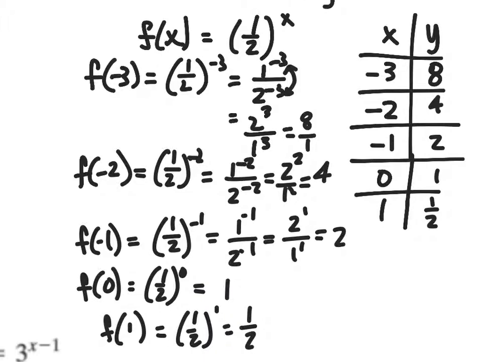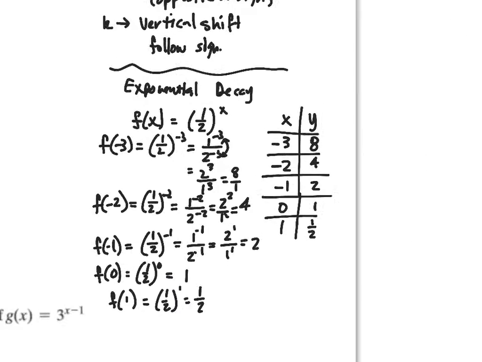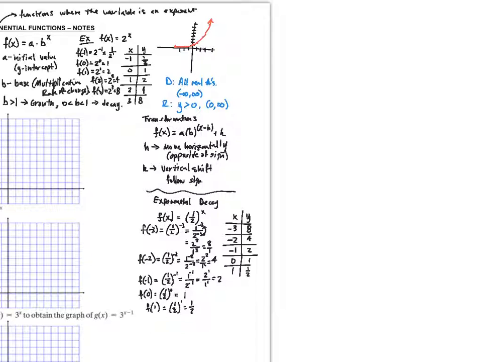All right, and so what happens here, notice in the example up above, when you plugged in values, when x got bigger, your y value got bigger. Notice how when your x values get bigger here, your y values get smaller. This is why we have exponential decay.